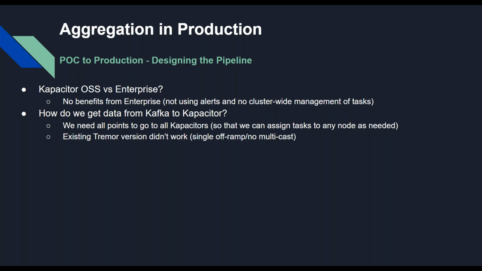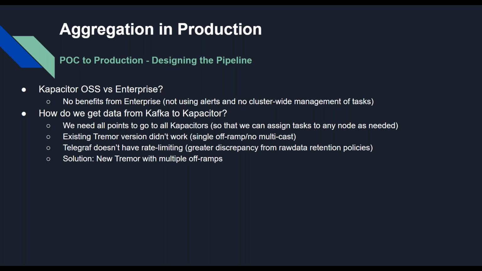The existing version of Trimmer that we were using within our pipeline didn't work since it was very simple. It had a single off-ramp, no sort of multicasting solution. And we couldn't really use Telegraf at the front end of our pipeline since it doesn't have that rate limiting that we were using Trimmer for in front of our raw data clusters. And we wanted to try and keep the data as consistent between those platforms as possible.